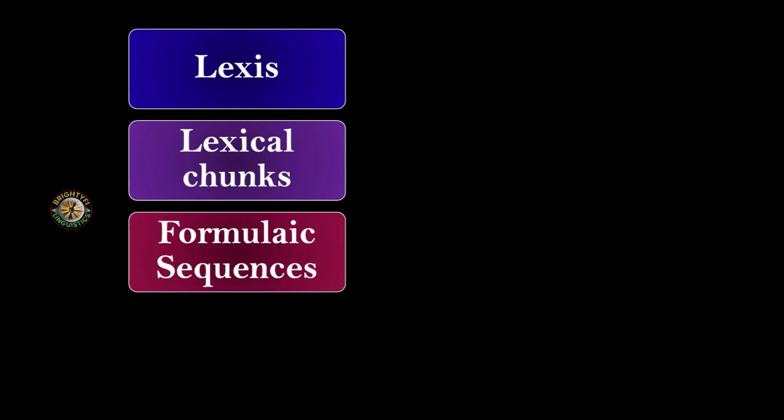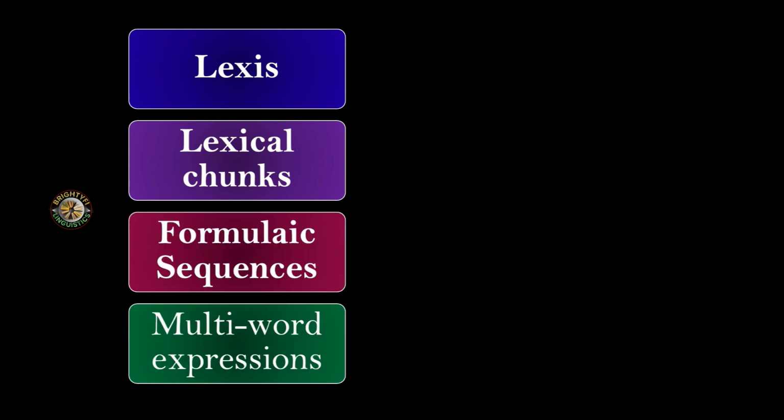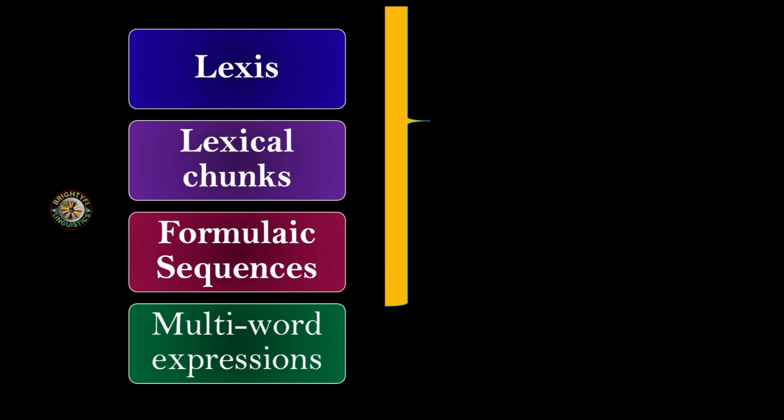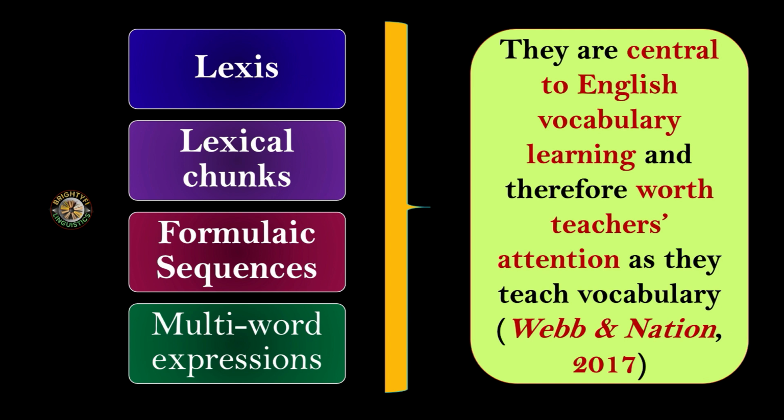So what we have come to know is that we have lexis, lexical chunks, formulaic sequences, and multi-word expressions. All of them more or less have the same meaning, the same objective, the same idea. What is important to know is that they are central to English vocabulary learning and therefore worth teachers' attention as they teach vocabulary (Webb and Nation, 2017). So vocabulary is not only about lexis, not only about words. It is equally about lexical chunks, formulaic sequences, and multi-word expressions.